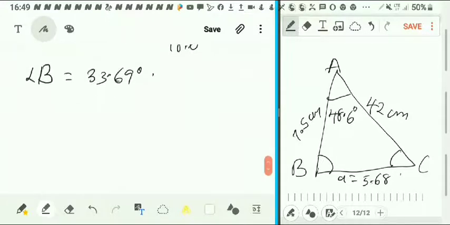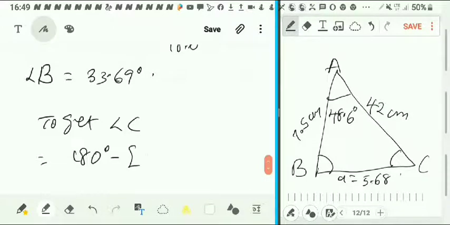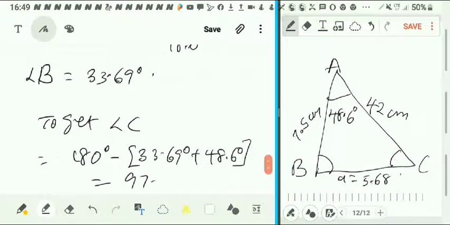33.69 degrees. So to get angle C, you subtract your answers from 180. 180 degrees minus 33.69 degrees plus 48.6 degrees, giving me 97.71 degrees. Okay, because of our time, there are some solutions I will not be writing explicitly here. I will just write the formula down and then put out the answers. If you have been following this video by now, you should know how those answers come into play.